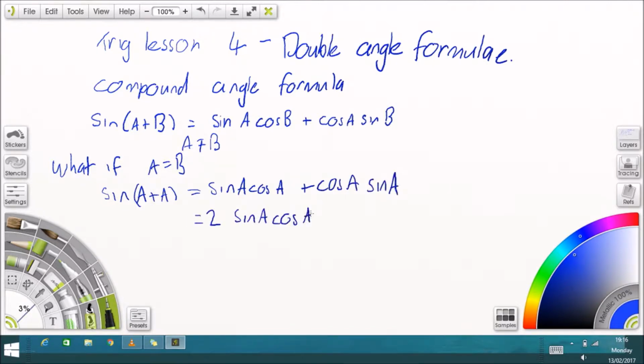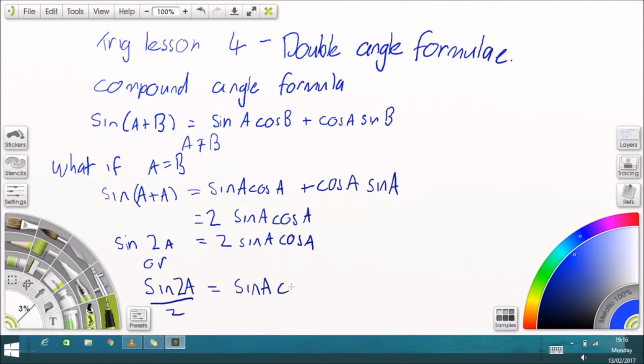If we just use the compound angle formula, but we change B to be equal to A, then that gives us sine A cos A plus cos A sine A, which is the same thing twice. So we've got two lots of sine A cos A. So sine of 2A, two lots of the angle, is equal to 2 sine A cos A, and if you just divide both sides by 2, you can write it like that.